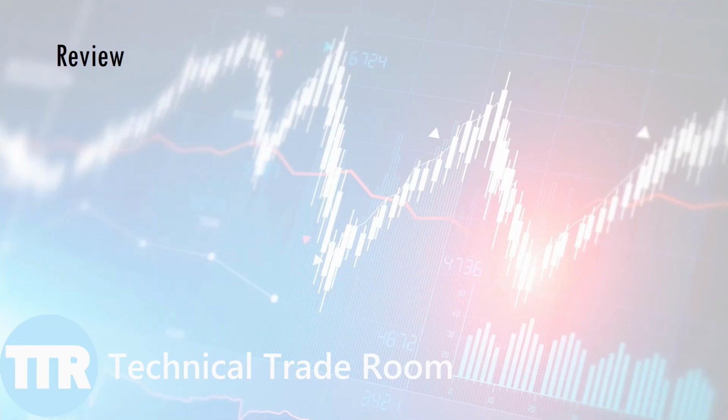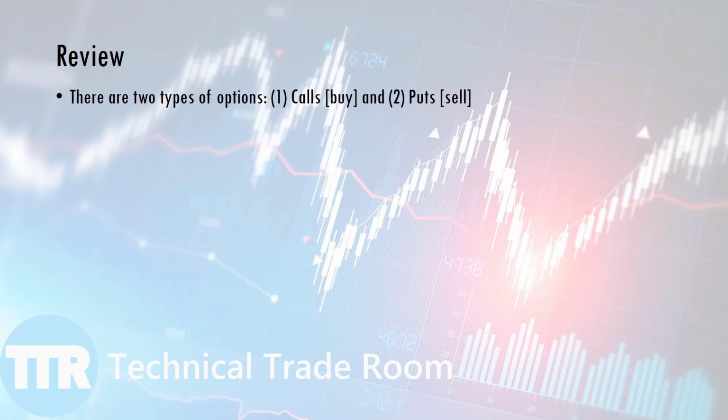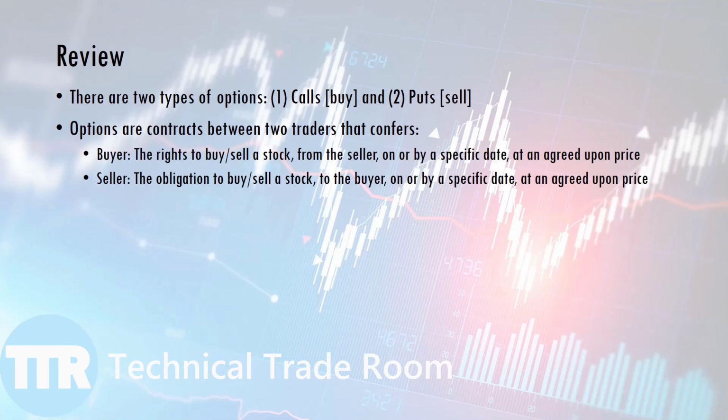Alright everybody, I know we covered a lot of material in a very short period of time, but here are some major points I'd like you to take home. There are two types of options. The first are calls, which give you the right to buy stocks at a particular price, and the second are puts, which give you the right to sell at a particular price. Options are contracts between two traders that 1. Gives the buyer the right to buy or sell 100 shares of a stock from the seller on or by a specific date for an agreed upon price, known as the strike price, and 2. Gives the seller the obligation to buy or sell 100 shares of a stock to the buyer on or by a specific date for that agreed upon strike price.